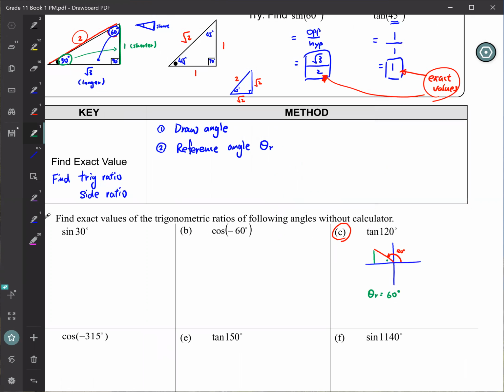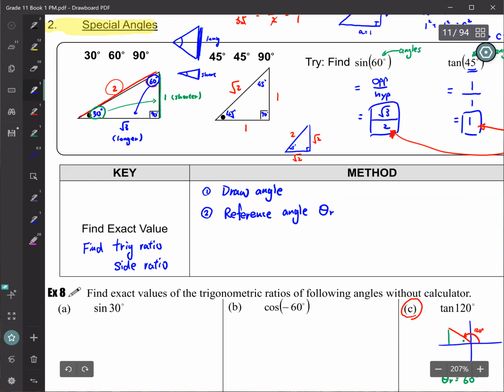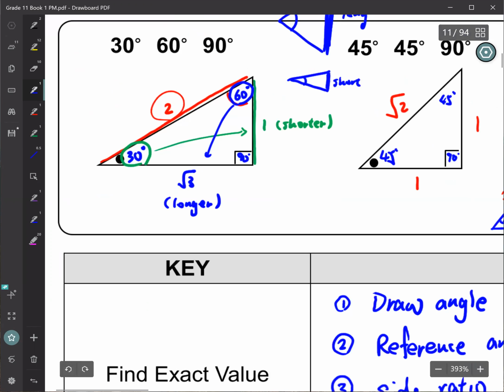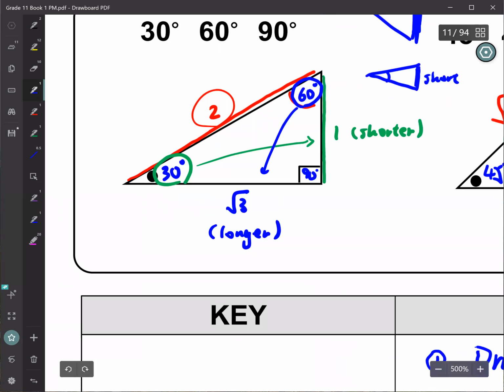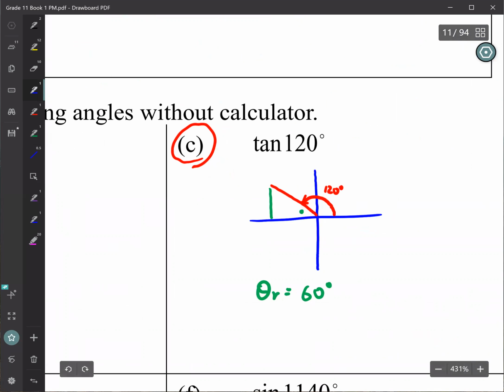Now, because we know it's a 60°, right? Then we can think about our special angle at the top, and then fill in the sides, okay? Side ratio. All right, so you look at the picture, you have 60°. 60° is the big angle. Big angle, its opposite should be the bigger and longer side. So once you have that, right, 60° is the bigger angle, so its opposite should be √3. Okay, once you figure that out, everything else falls in place, right? 1 and 2.